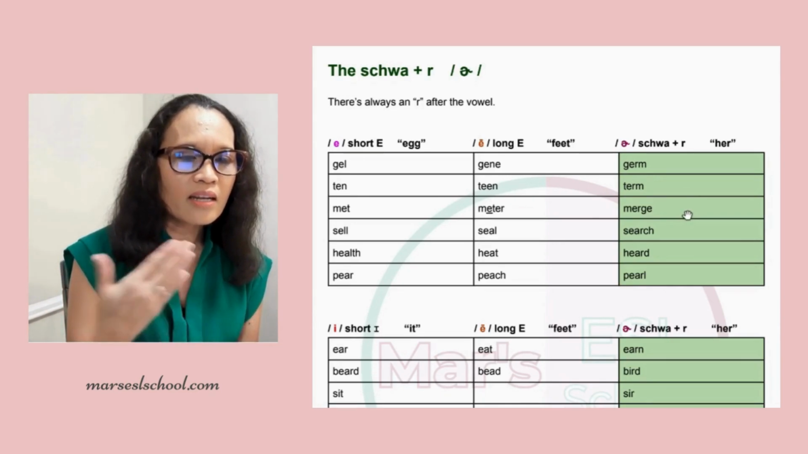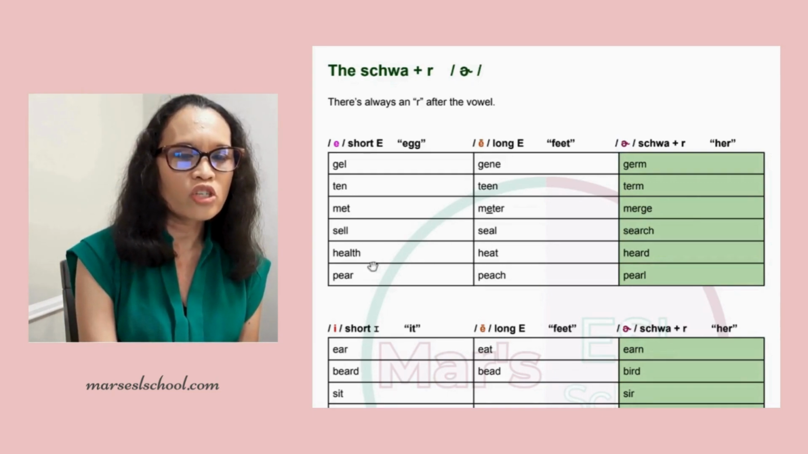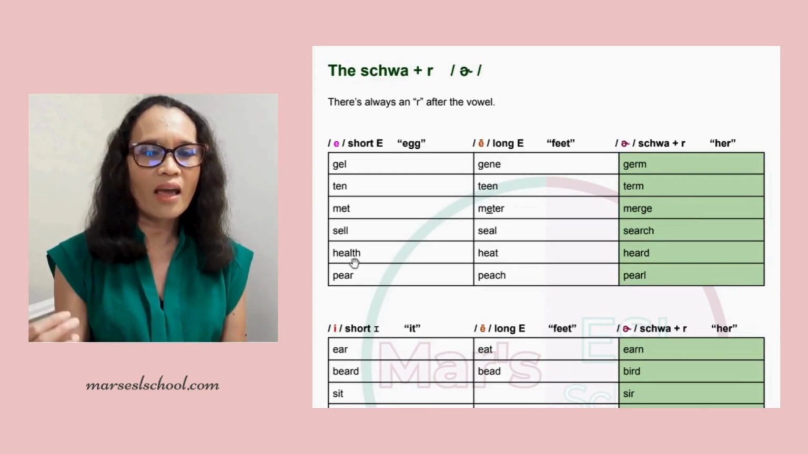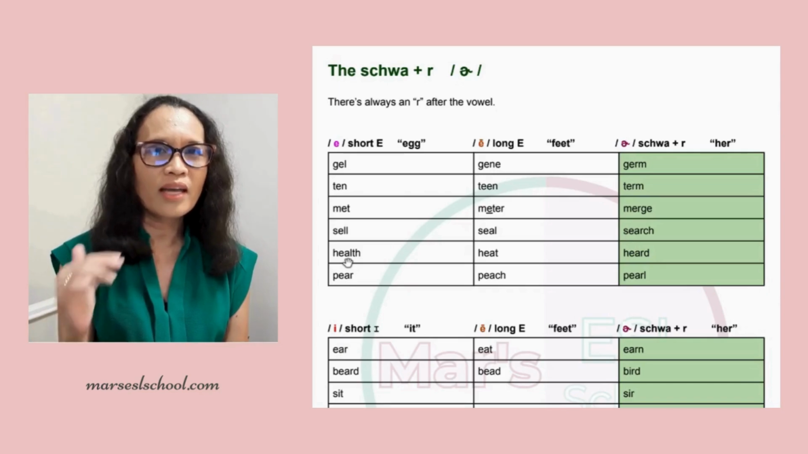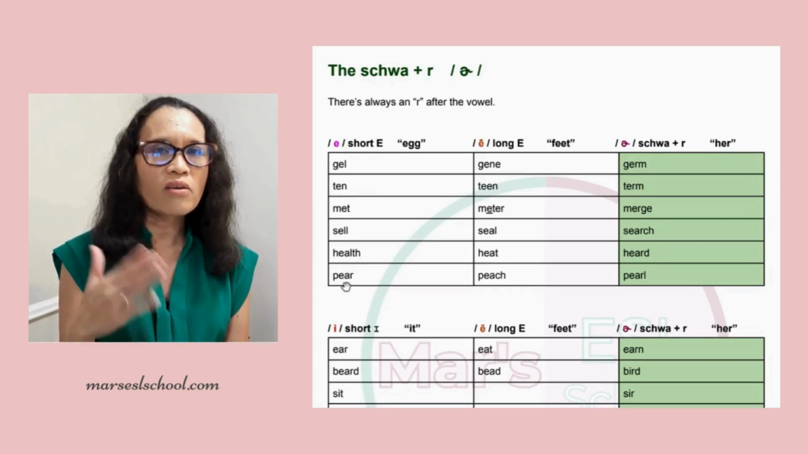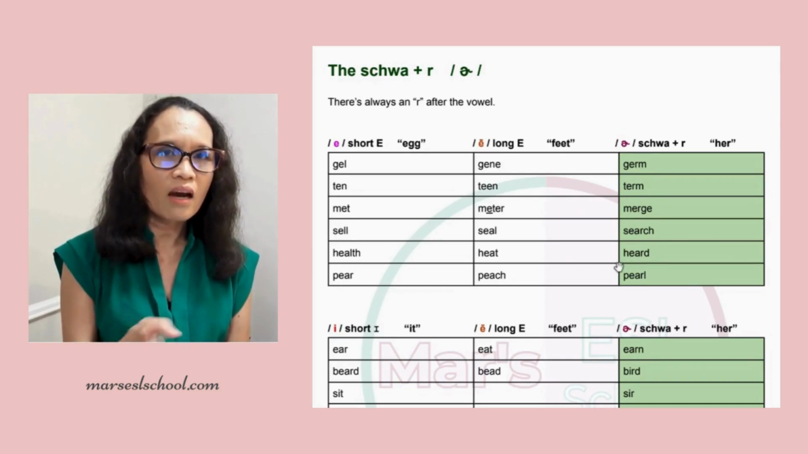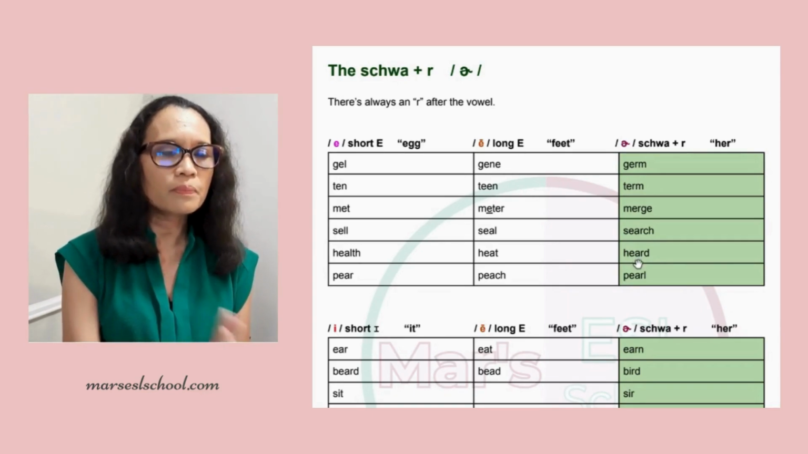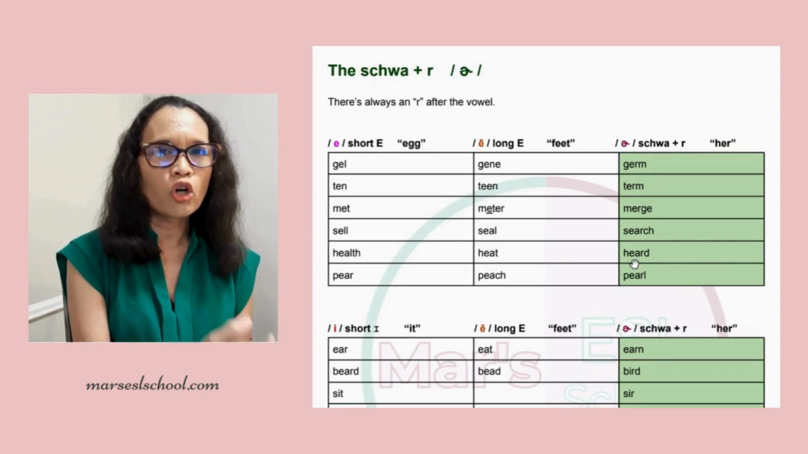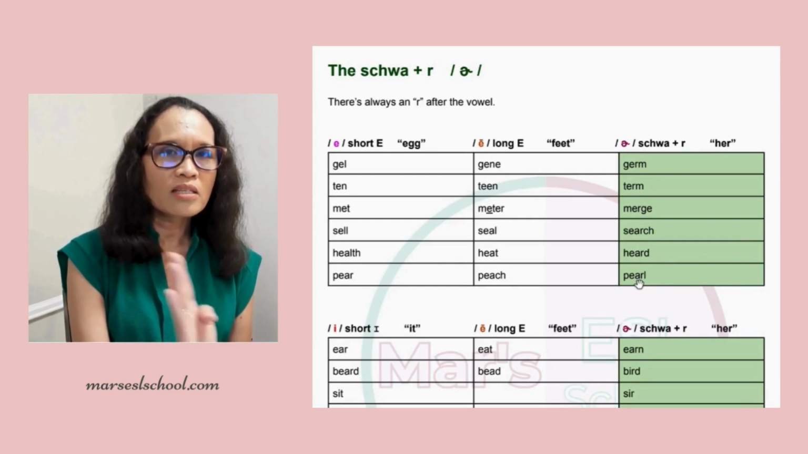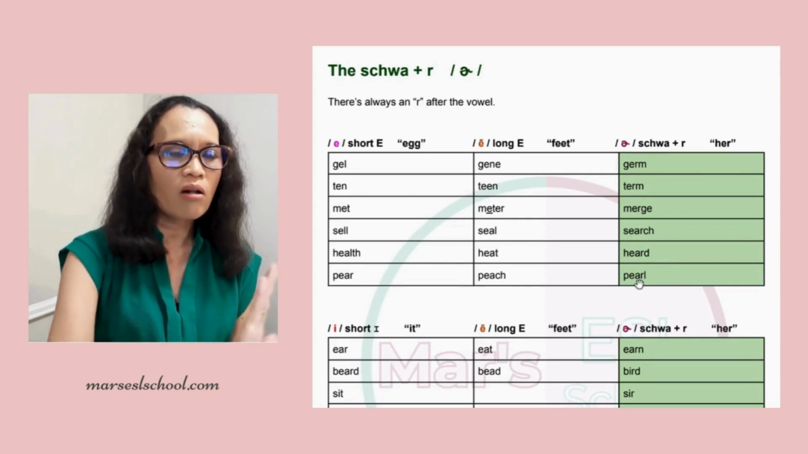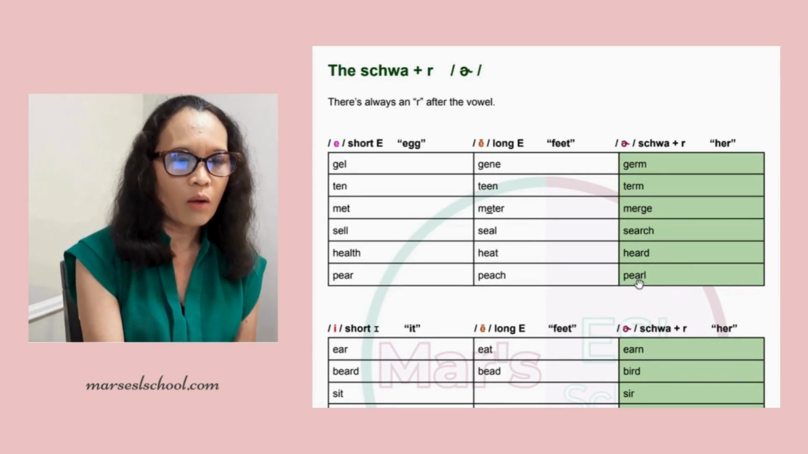So we have another type of spelling here for the short E sound. We have EA in the middle, and the word health, pair. So they have a different spelling, but they still have that short E sound. Now same spelling with EA, with a vowel combination EA in the middle. And we have the words her, heard, and pearl. So same spelling, different pronunciation. And also there's an R after the vowel.